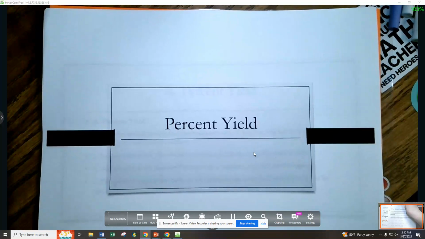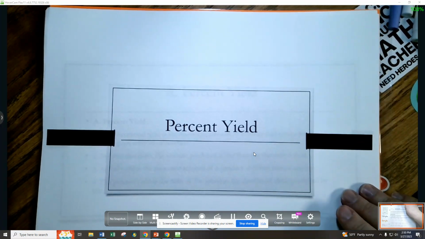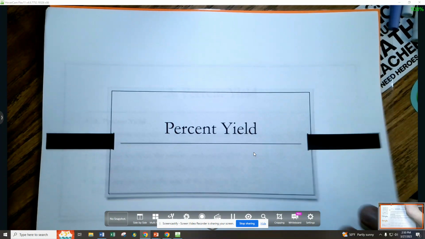Welcome to our topic on percent yield. This is our final topic for the unit on limiting reactants and stoichiometry. This is the last thing to tie in to the stoichiometric part of this unit.